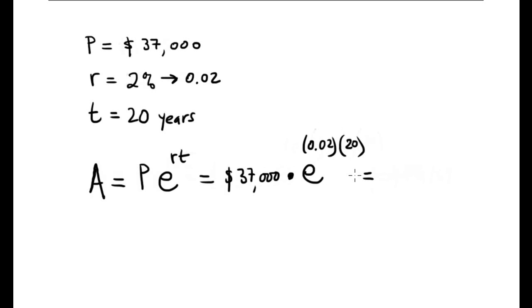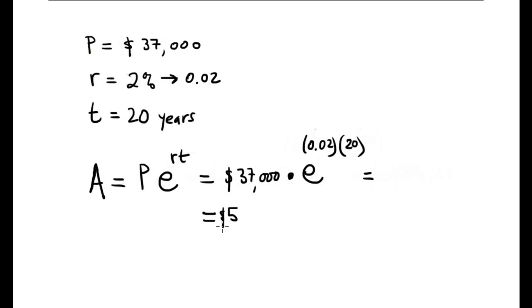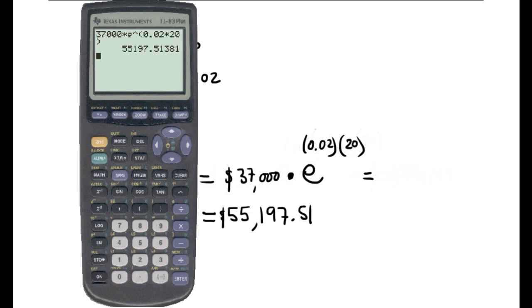Okay, let's use a calculator. It's 37,000 times e to the power of 0.02 times 20. Close the parenthesis. Press enter. The answer is 55,197.51. Okay, this is the answer. Perfect.